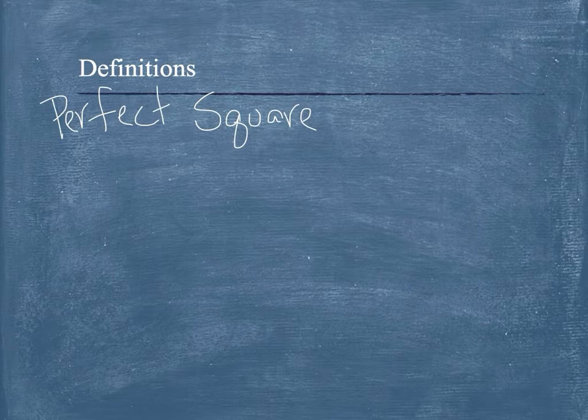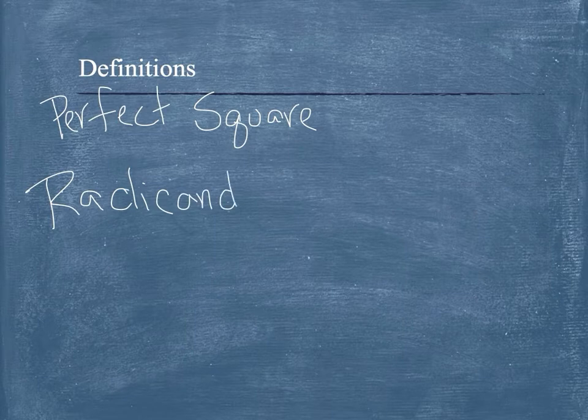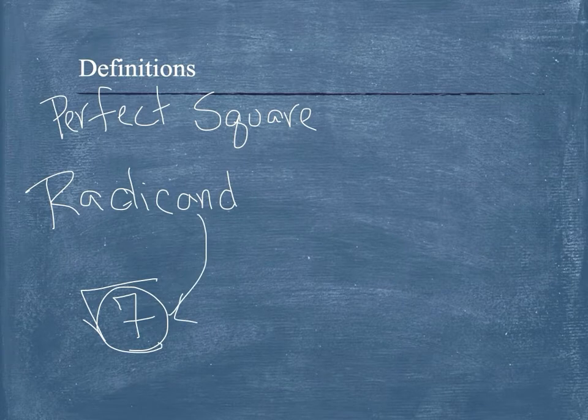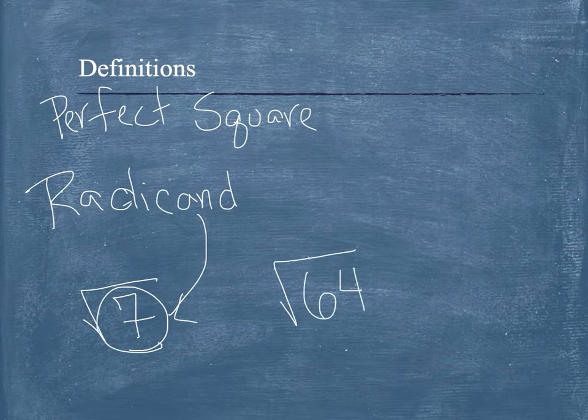The second one is the radicand. Radicand, that's a D. It's the number inside the radical symbol. Now you'll see here that we have the square root of 7. 7 is the radicand. If we have the square root of 64, 64 is the radicand.